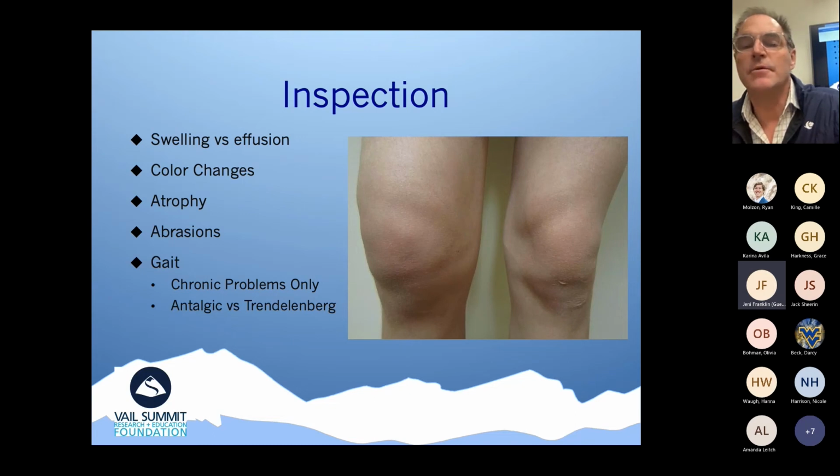Write this down because this will come up again, and it's not in any other slide after this, but an antalgic gait has a shortened stance phase of gait. So if they're on the normal leg longer than they're on the abnormal leg, it's due to pain.